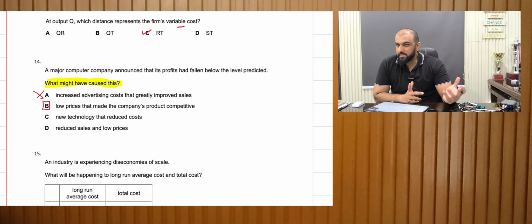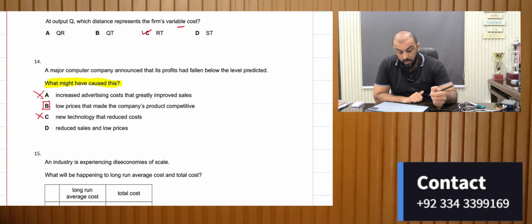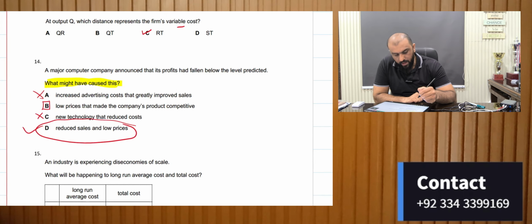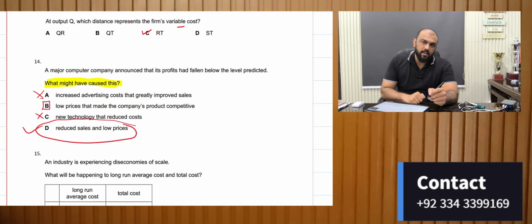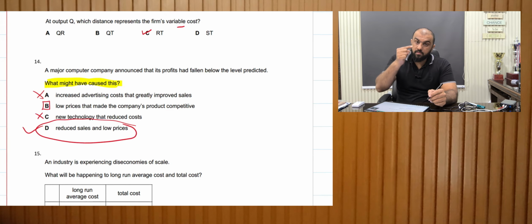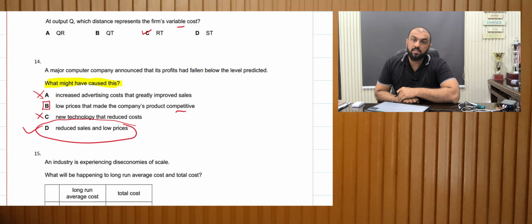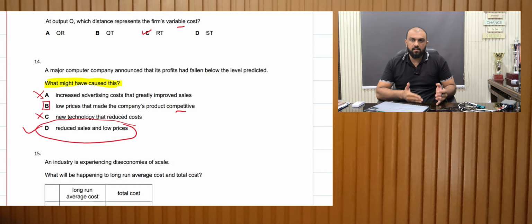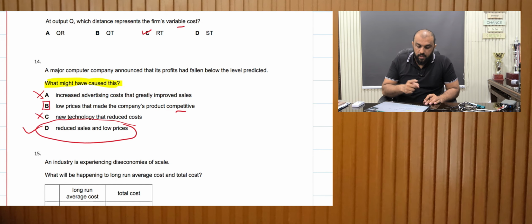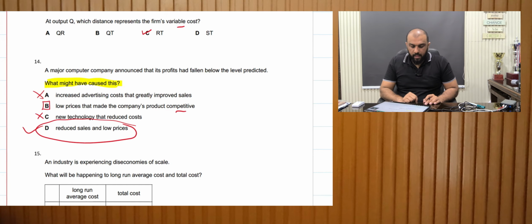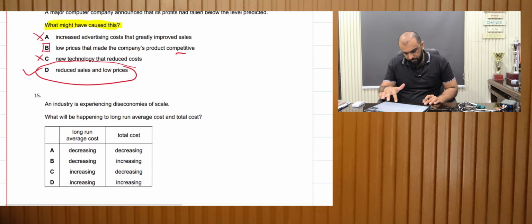Let's look at some other options. New technology that reduces costs. No, this will increase our profit. Reduced sales and low prices. Whoa, this is the right answer. B is incorrect. Why? Because we are reducing prices, but our product is competitive, which means our sales are increasing. D is the right answer because we are selling less at a lower price. Hence, D is the right answer.